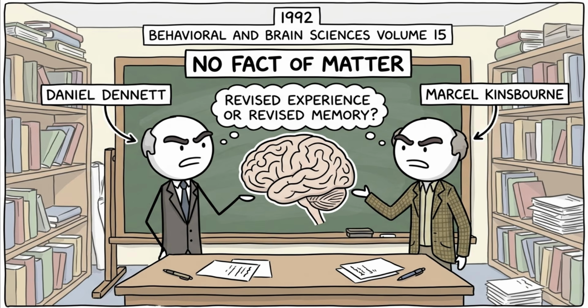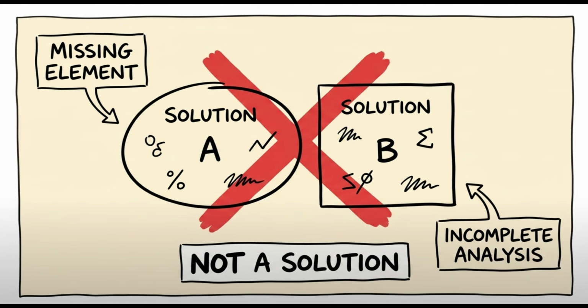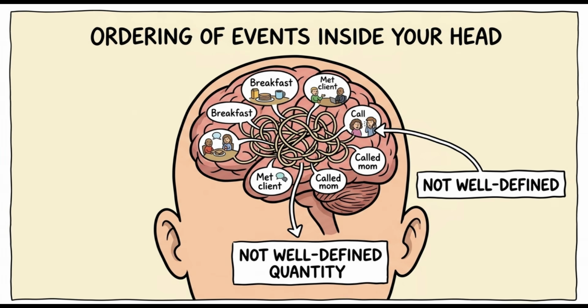Daniel Dennett and Marcel Kinsbourne argued in 1992 in Behavioral and Brain Sciences Volume 15 that these results have no fact of the matter at all. That asking whether the brain revised the experience or revised the memory of it is a question with no possible experimental answer. That is not a solution. It is a demonstration that the ordering of events inside your own head is not a well-defined quantity.